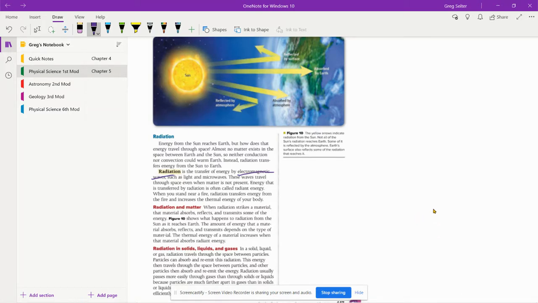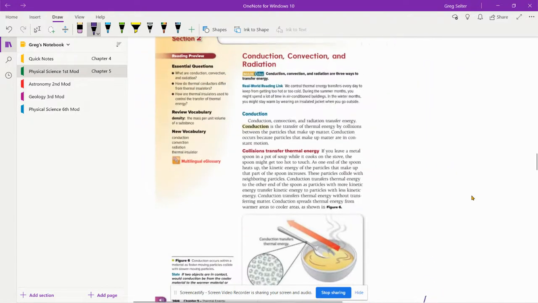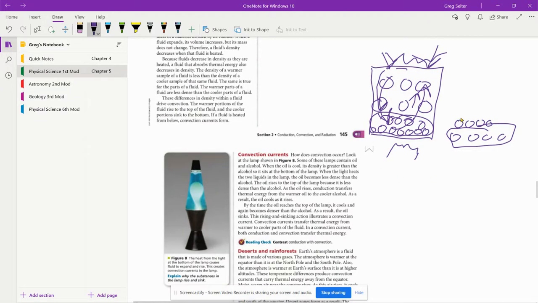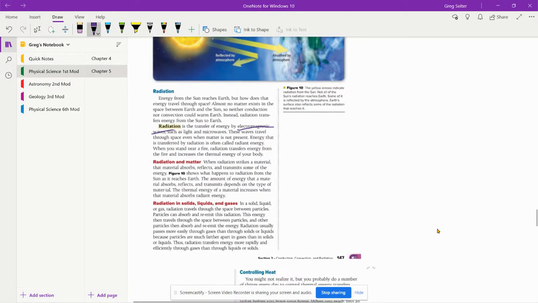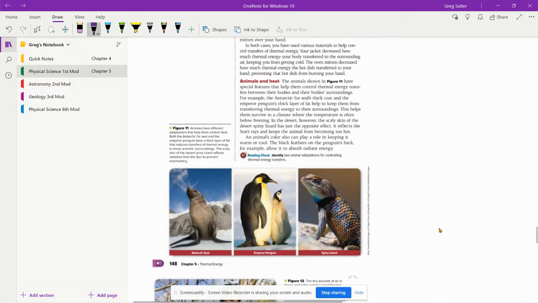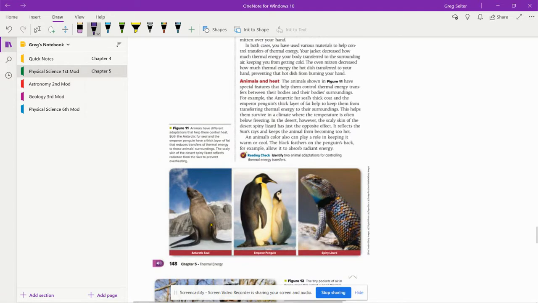So we can have transfer of thermal energy through conduction, which is particles touching. We can have it through convection, and then we can have it through radiation. Then we have good thermal insulators and good thermal conductors. You can see it crosses into biology here, and it tells you how a seal's blubber and these penguins' blubbers keep them warm, and how these scales help to heat the body of the lizard.